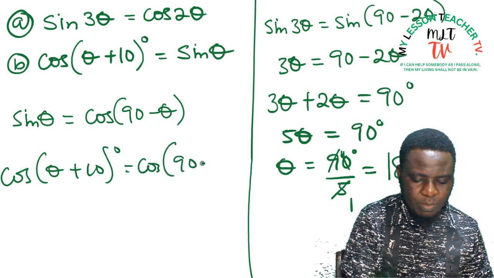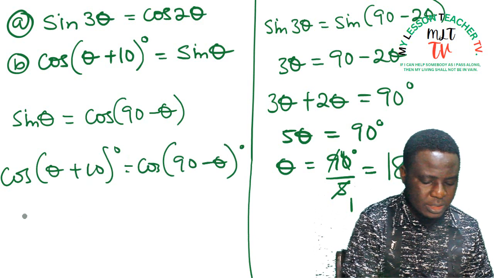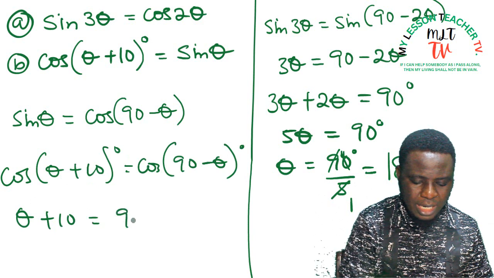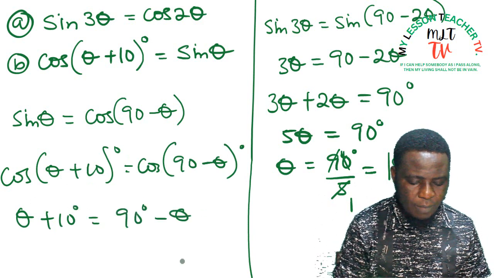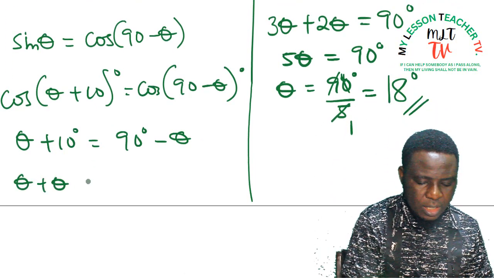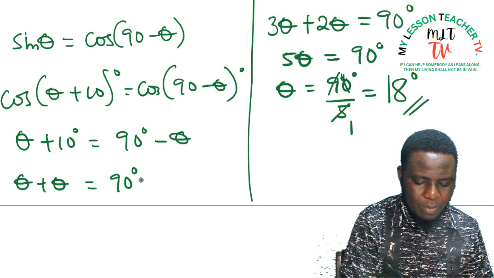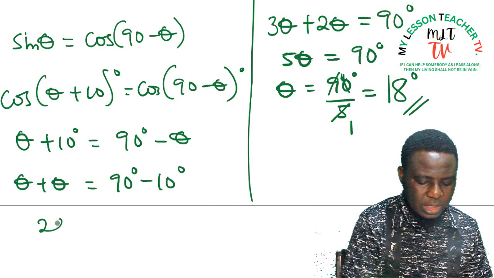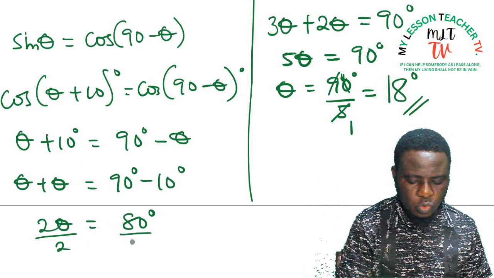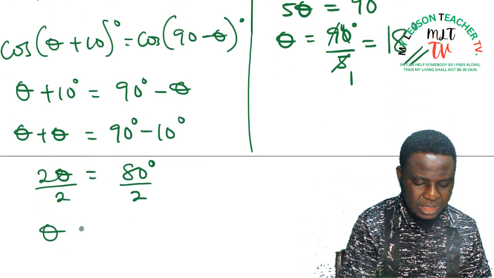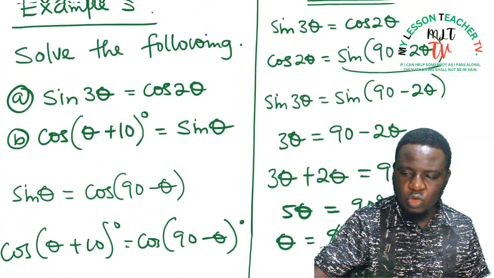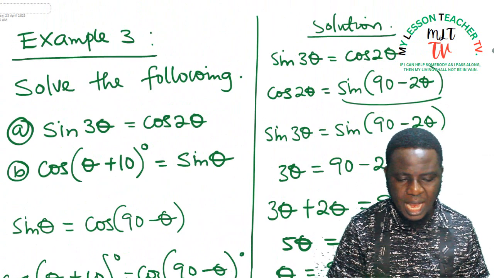cos(90 minus theta). So this invariably becomes theta plus 10 is equal to 90 degrees minus theta. Collecting like terms, you then have theta plus theta equal to 90 degrees minus 10 degrees, and 2 theta is equal to 80 degrees. Dividing both sides by 2, you get your answer that theta is equal to 40 degrees. So all this can be solved using the idea of complementary angles.